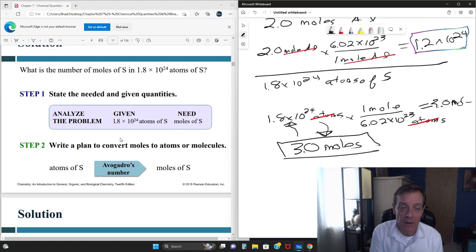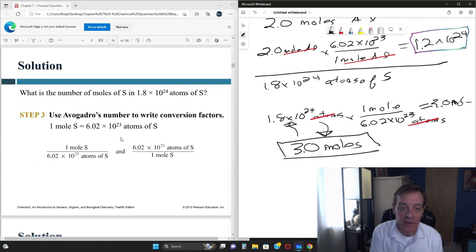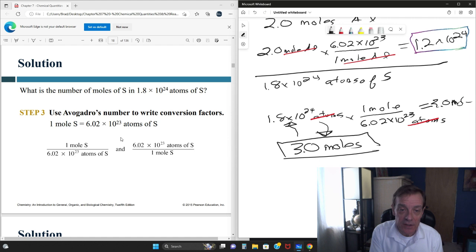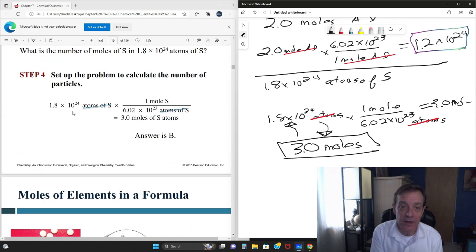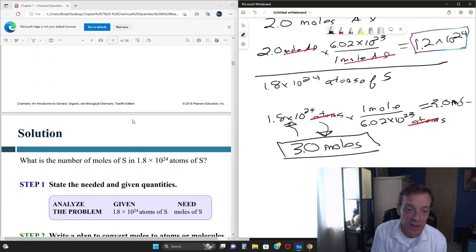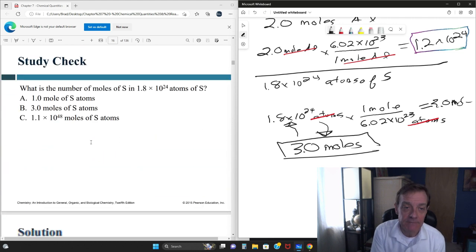Okay, and let's look at how we set this up. 1.8 times 10 to the 24th atoms, 1 mole is equivalent to 6.0 times 10 to the 23rd atoms. Atoms cross out, leaving us with 3.0 moles of atoms. So the answer was B, right there.